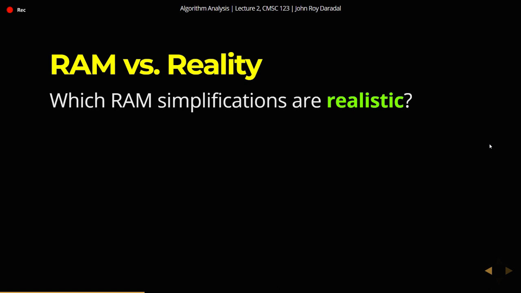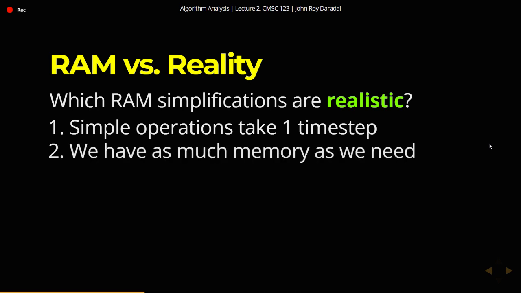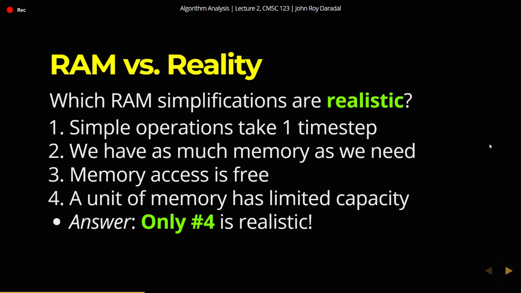Now, RAM is only a computer model. And how does it compare with actual real computers? So which RAM simplifications are realistic? Number one, simple operations take one time step. Is that realistic? Number two, we have as much memory as we need. Is that also realistic? Number three, memory access is free. And number four, a unit of memory has limited capacity. So which among these four statements are realistic? In fact, only number 4 is realistic. A unit of memory has limited capacity. So that's true in real life.